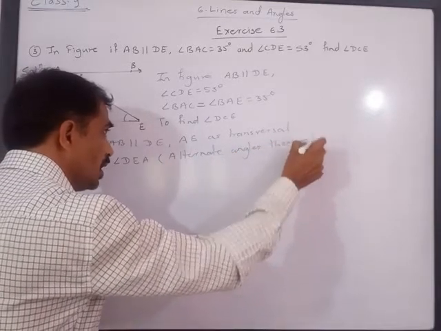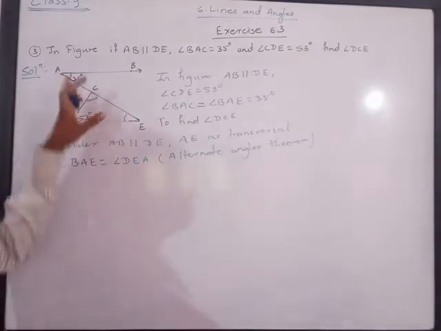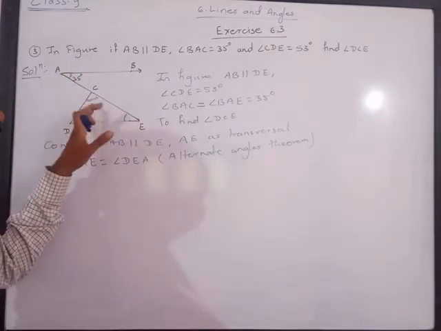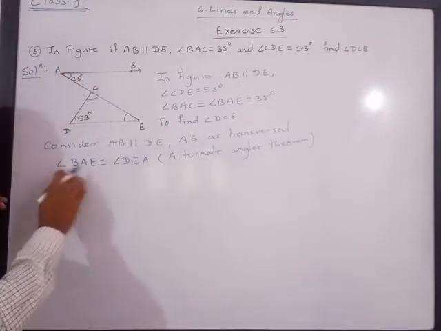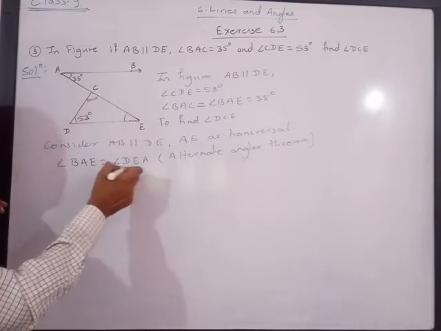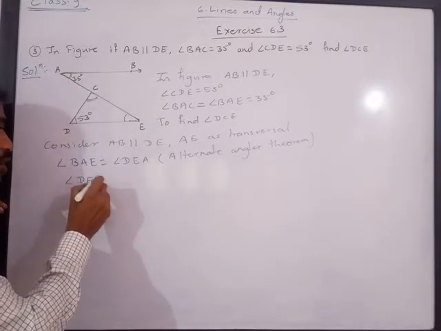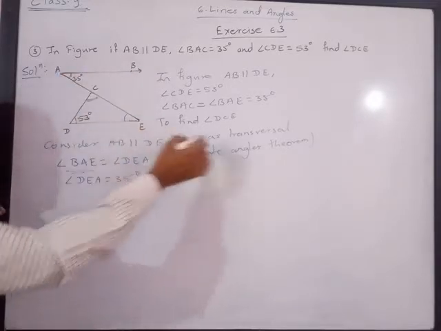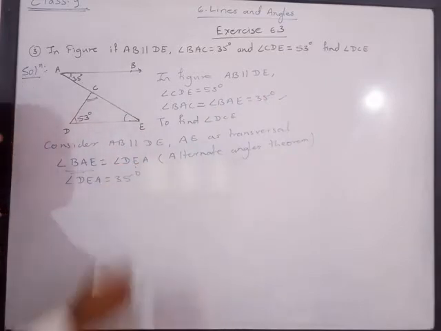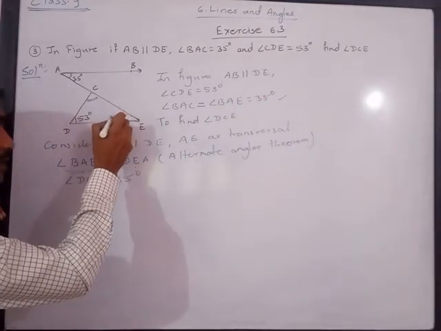We have studied that alternate interior angles are congruent if the lines are parallel and there is a transversal. So here we have got this angle equal to this angle, but one of the angles is 35 degrees, so we will get angle DEA is also equal to 35 degrees. Reason is this angle BAE is 35 degrees, it means the other must also be 35 degrees. So we have got this angle as 35 degrees.